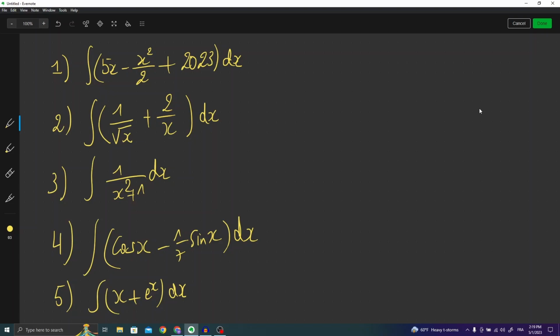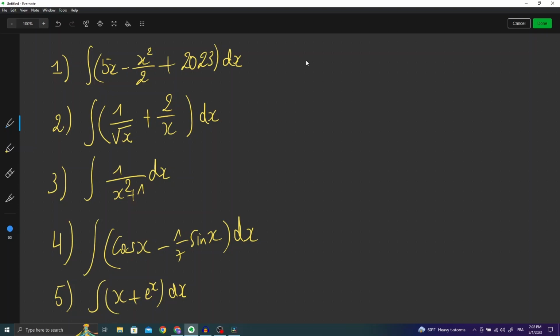Third one, 1 over x to the power 2 plus 1 dx. Fourth one, cosine of x minus 1 over 7 sine of x. And the final one, x plus exponential x dx. So if you don't know how to solve these integrals, don't worry about it. I will explain everything. A reminder of some properties of the integral.